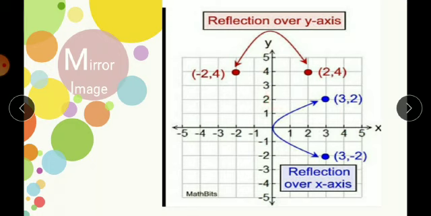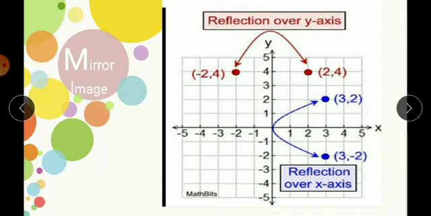For example, if you want the mirror image of the point 3, 2 with respect to the x-axis, then we will keep the x coordinate the same, but the sign of the y coordinate will change. Therefore, the mirror image of point 3, 2 will be 3 and minus 2.